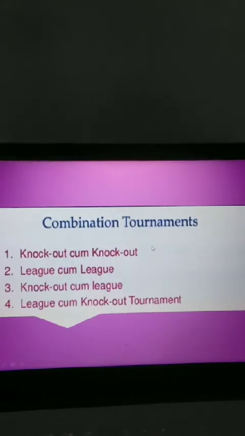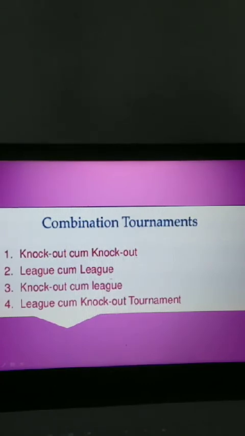Now, combination type tournament. Combination tournaments are again of four types. Knockout: a knockout-come-knockout tournament, in which initially the knockout rounds are played, then again the winners are selected by the knockout method. So, knockout come knockout.